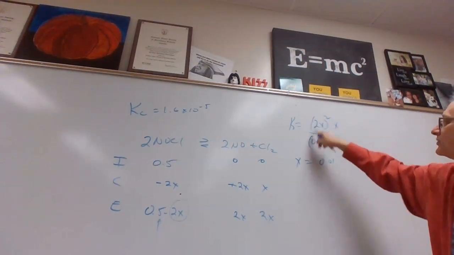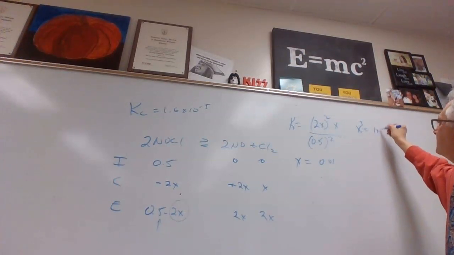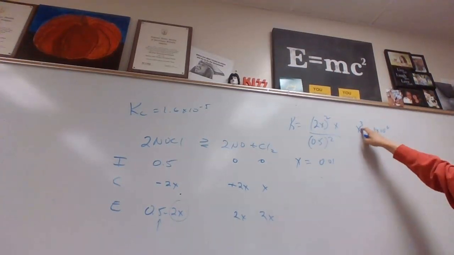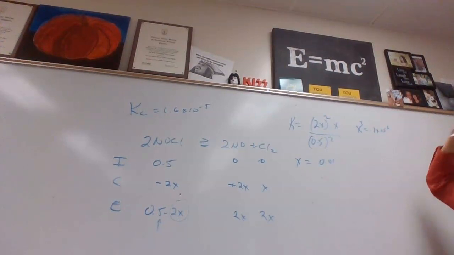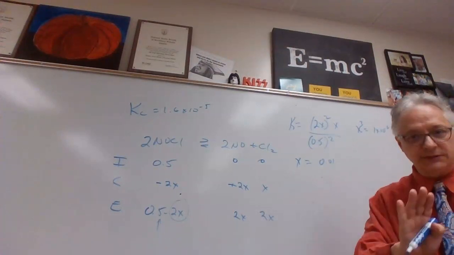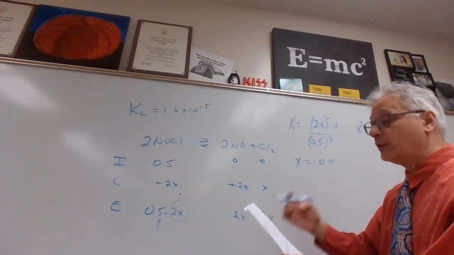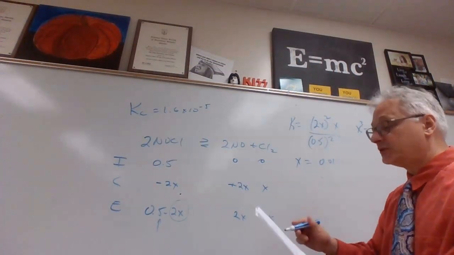When you solve this for x, x cubed is going to be 1 times 10 to the minus 6. Just take the cube root of both sides. You don't even need a calculator for that. It's just 0.01. So the way you write your answer for this, and this is very important, you write your answer this way because the question says, what are the equilibrium concentrations of all species in the flask?